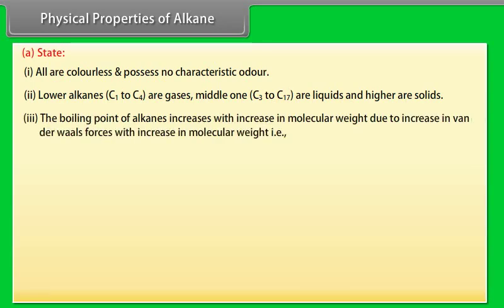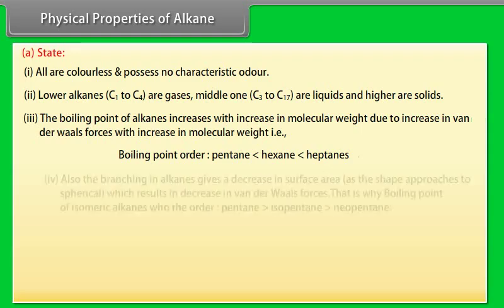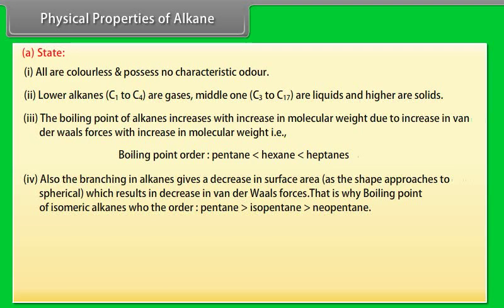Number 3: the boiling point of alkanes increases with increase in molecular weight, due to increase in van der Waals forces. That is, boiling point order: pentane is less than hexane is less than heptane. Number 4: branching in alkanes decreases surface area as the shape approaches spherical, which results in decrease in van der Waals forces. That is why the boiling point order of isomeric alkanes is pentane is greater than isopentane is greater than neopentane.